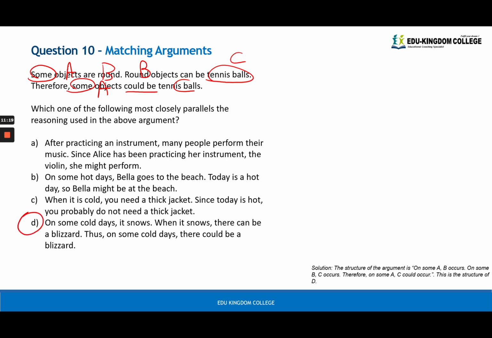On some cold days, it snows. So on A, B happens. When it snows, there can be a blizzard. When B happens, sometimes C can happen. Thus, on some cold days, on some A's, there could be C's. So obviously the prepositions are different, but they represent the same line of argument. And you can tell that by replacing it with letters.